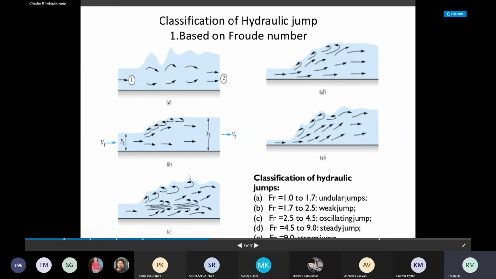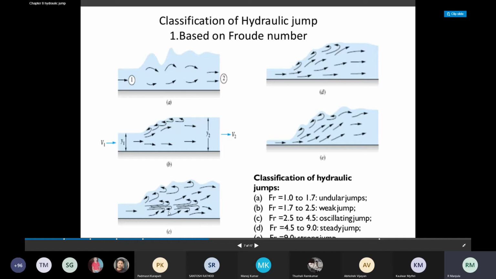The third one is for 2.5 to 4.5, the oscillating jump. It is a little higher than the weak jump, and you can see some establishment of slope and an increase in the depths y1, y2. The fourth one is the steady jump. In the steady jump, you can see much higher corrugations on the top surface, the free surface.